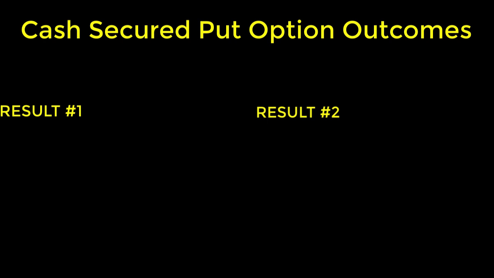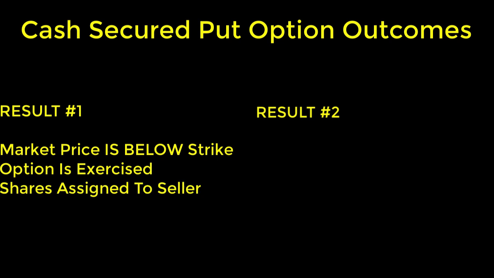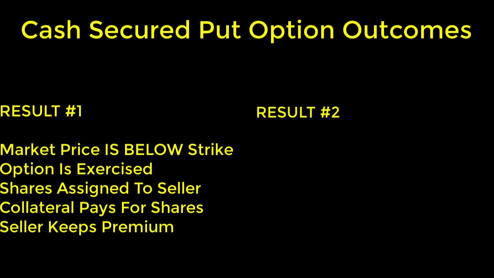For the first result to occur, the market price needs to finish below the strike price on the expiration date. In this case, the option would be exercised by the buyer, and so the shares are now assigned to the seller, and the seller pays for those shares using the money they have reserved as their collateral. Additionally, the seller also keeps the full premium payment that they received initially when the option contract was filled.